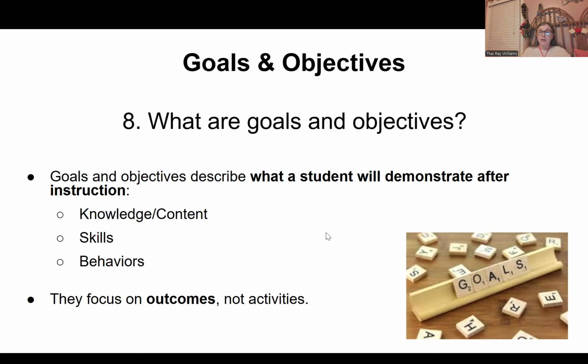And so when you're writing IEP goals and objectives, you're going to write 3 different types. One is going to be called knowledge or content goals, and we'll talk about these a little bit more in just a second. You're going to write skills goals, and then you're also going to be writing behavioral goals for your students. I also want to point out that IEP goals are not activities. We're not saying the activity a student is going to engage in. We are talking about after I teach you, this is what I want you to be able to do. So we focus on the outcomes, not the activities.